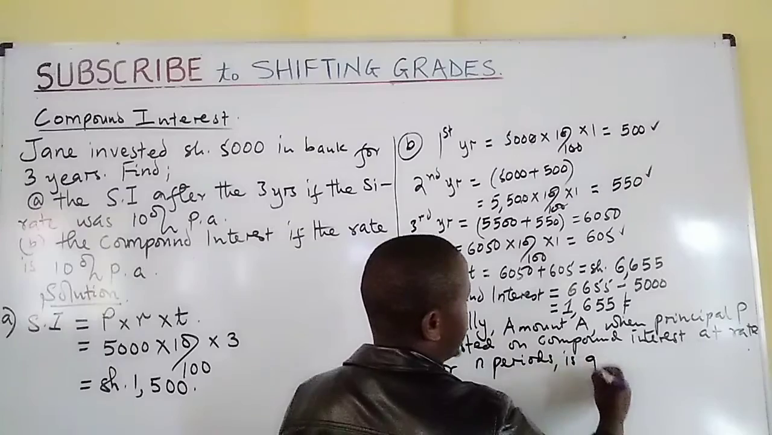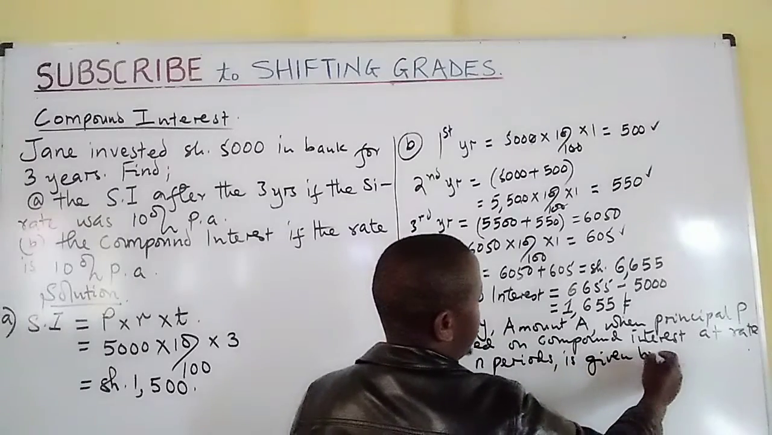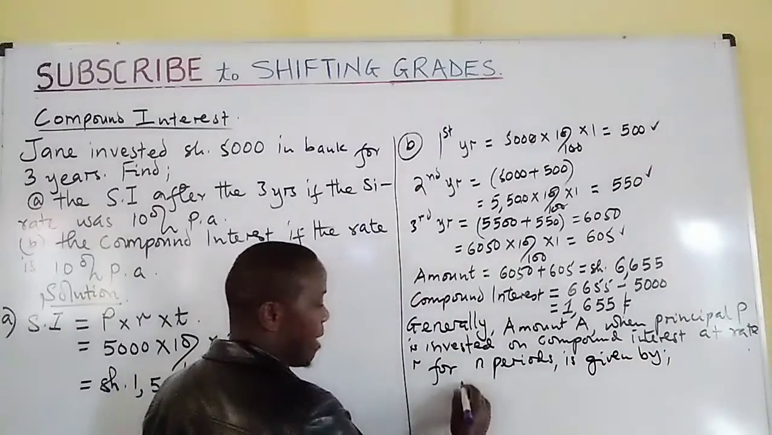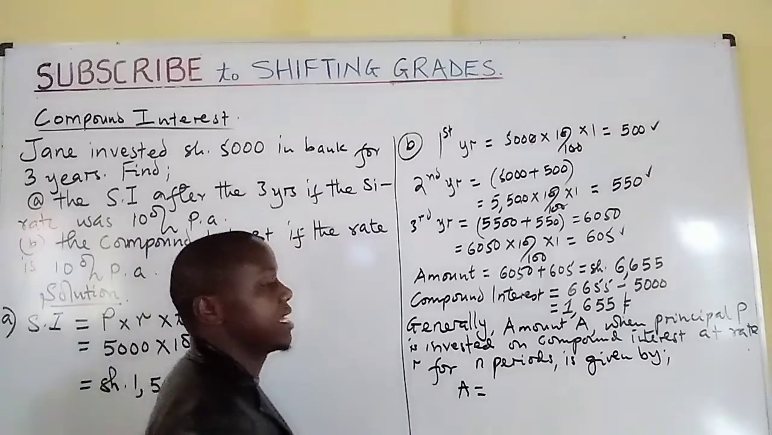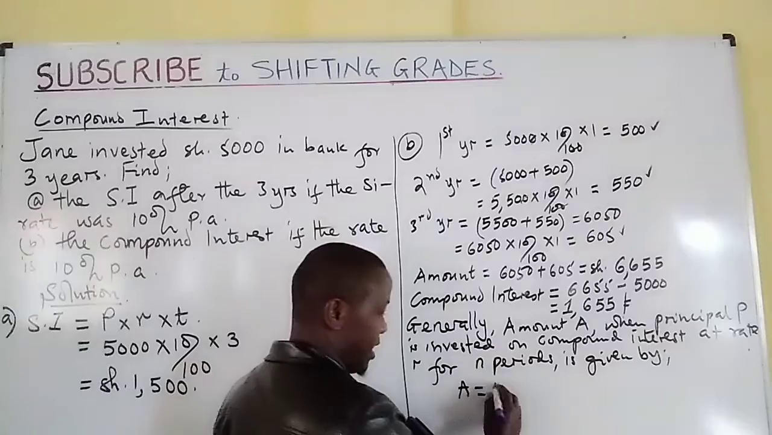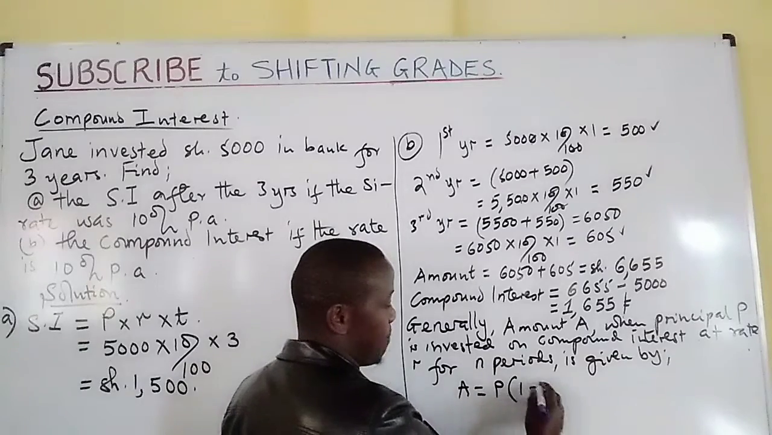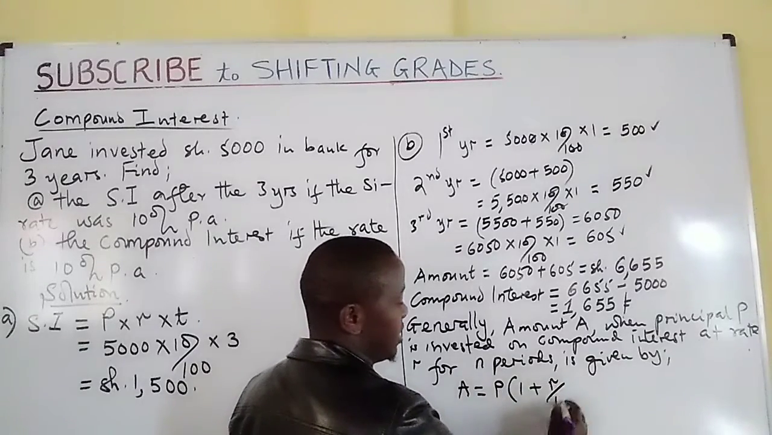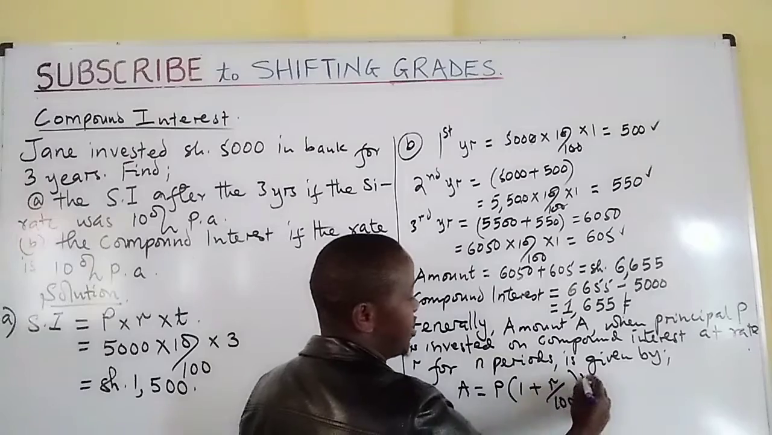The amount after several periods of compound interest can be calculated by taking the principal times 1 plus the rate, which is a percentage, then raised to n.